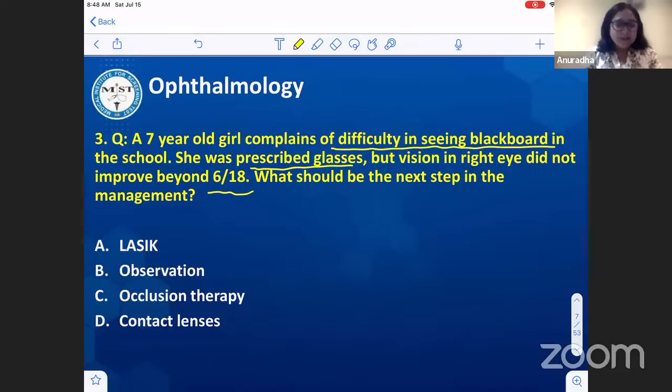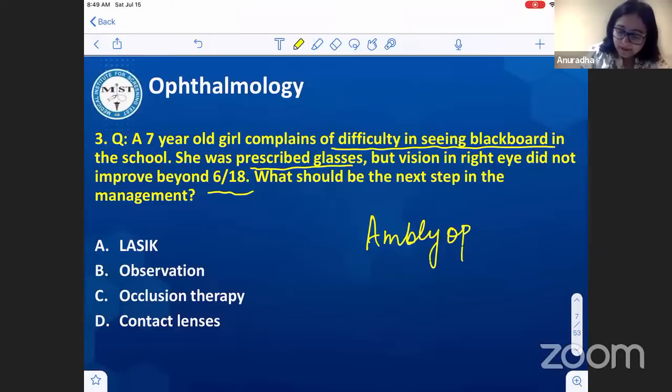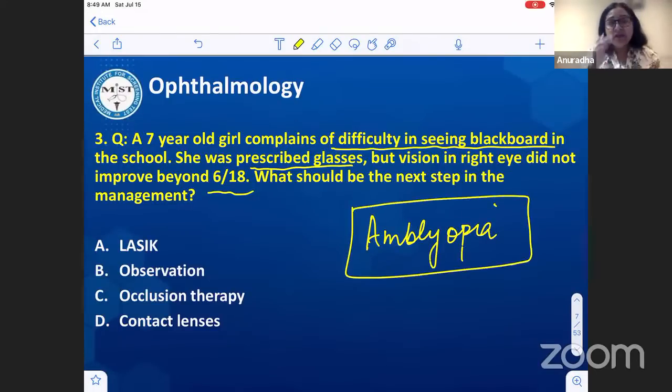So before telling the management, dear friends, what is the diagnosis? Very nice. The diagnosis here is amblyopia. Very good. The diagnosis is amblyopia. What is amblyopia? When the vision is not improving, when there is suppression of the vision due to a non-organic cause.